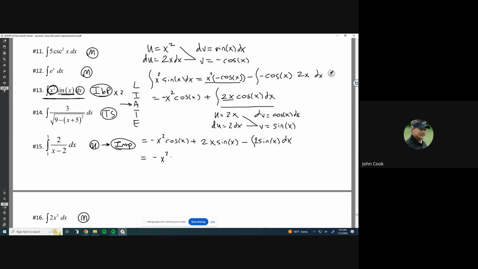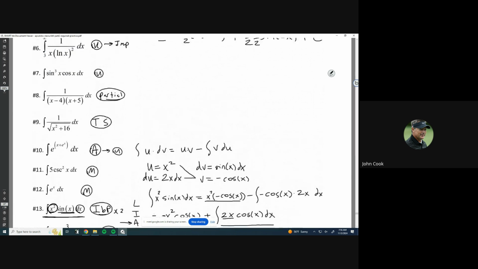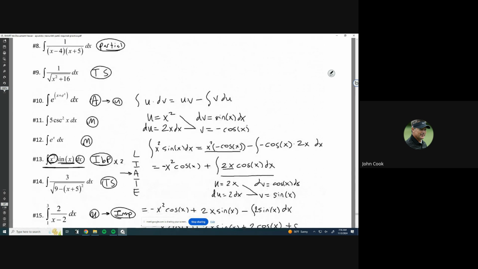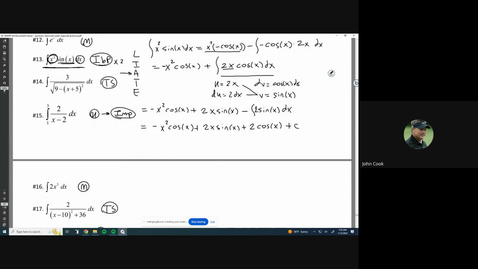So let's see what this ends up being. Negative x squared cosine of x plus 2x sine of x. And then I've got a minus, and the antiderivative of sine is going to be negative cosine. So that means that this turns into a positive 2 cosine of x, and then plus my constant. Oh, did I forget to write plus constant on the last one? No, I got it. Okay, I just want to make sure, because that plus constant is really important when you're doing an indefinite integral. It wraps it up and gives you accuracy because when you take the derivative, that constant goes away. Okay, so there we go.